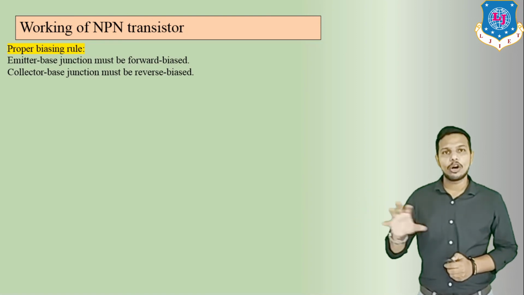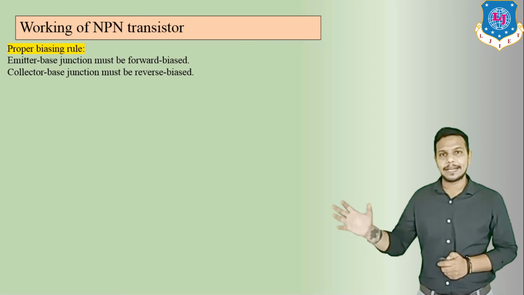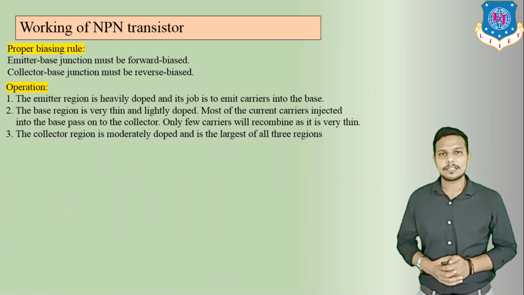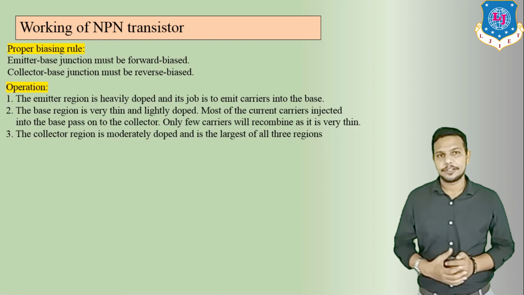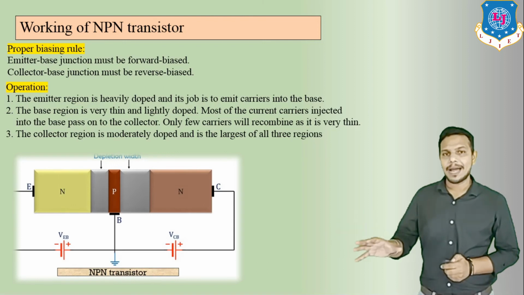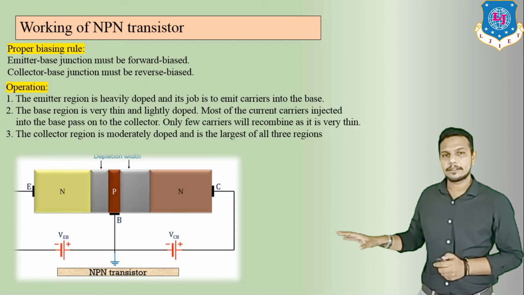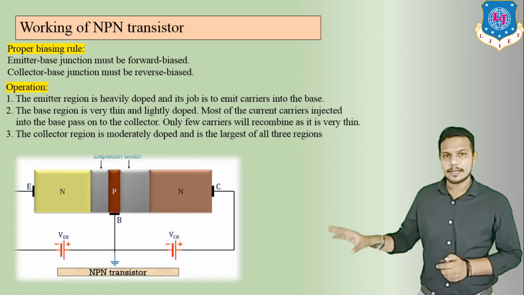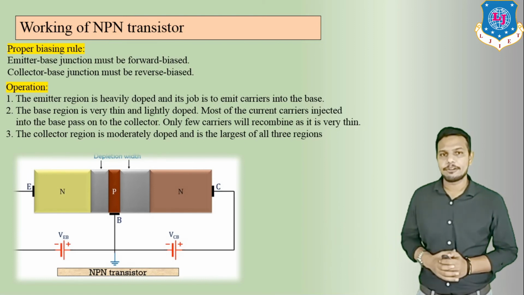Here is the working of an NPN transistor. The emitter base junction must be forward biased, and the collector base junction must be reverse biased. The base region is very thin and lightly doped. Most of the current carriers are injected. Here we can see the construction with biasing of an NPN transistor. We have to connect the NPN transistor like this, in forward bias and in reverse bias.